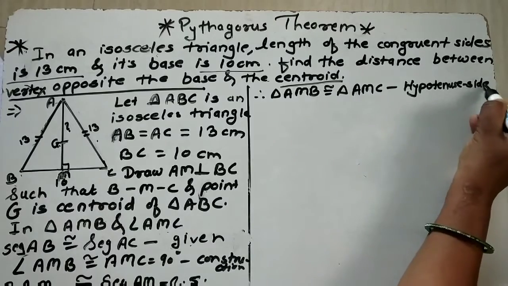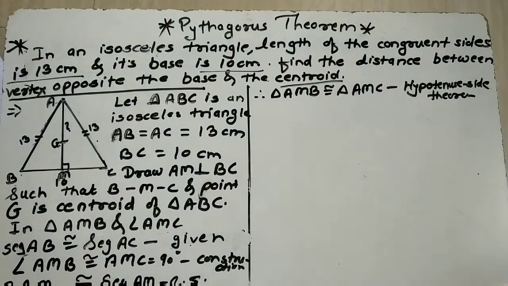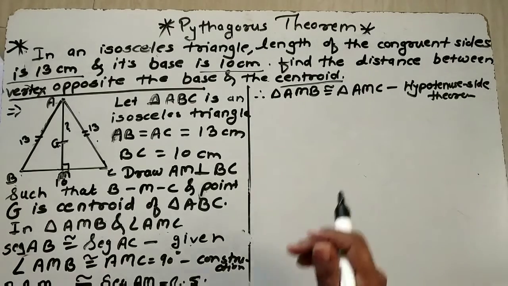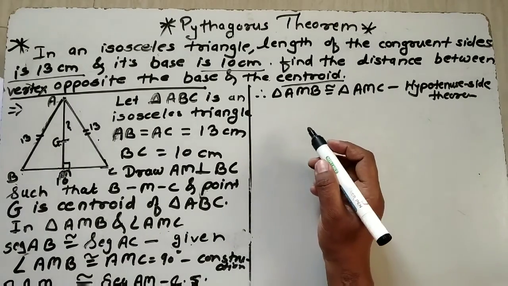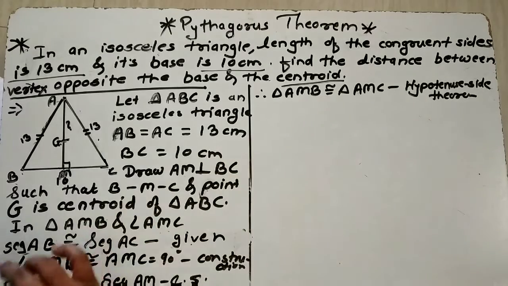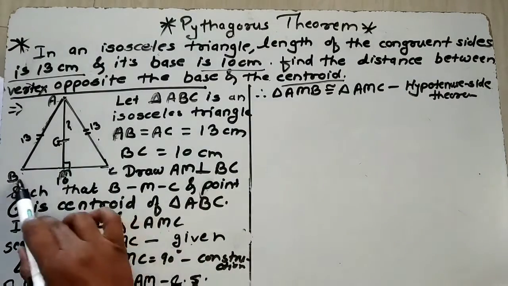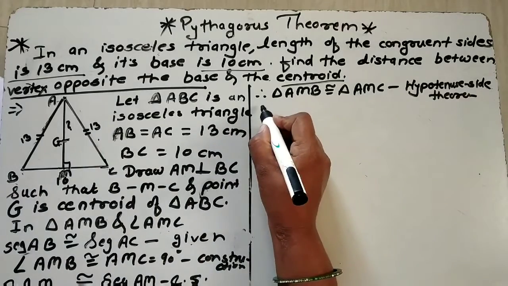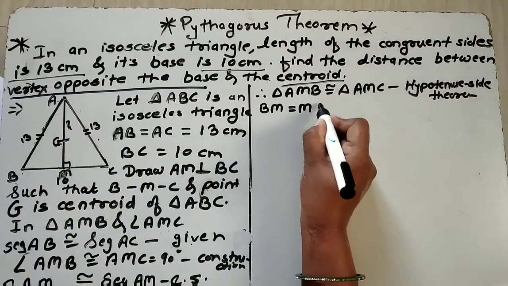Side theorem. Okay, now we will use the Pythagoras theorem. Here, if these two triangles are congruent to each other, then the remaining sides are also congruent to each other. So BM is equal to MC.